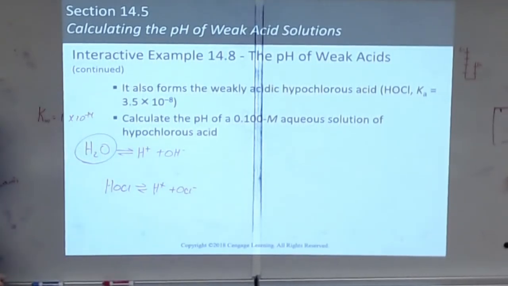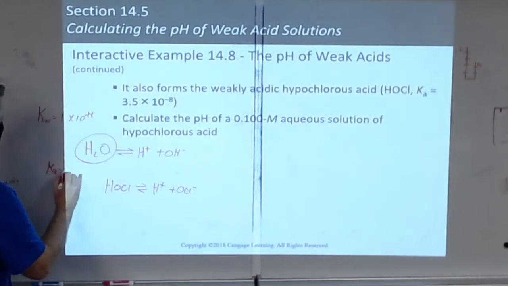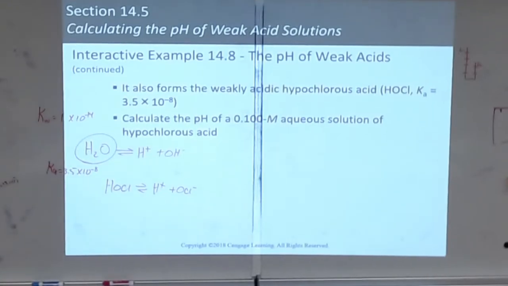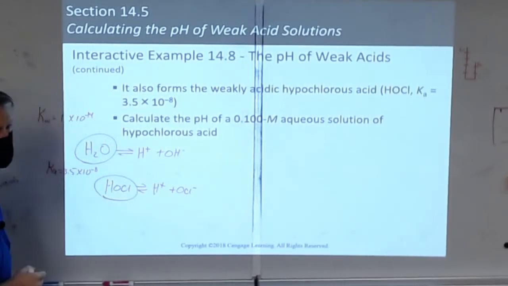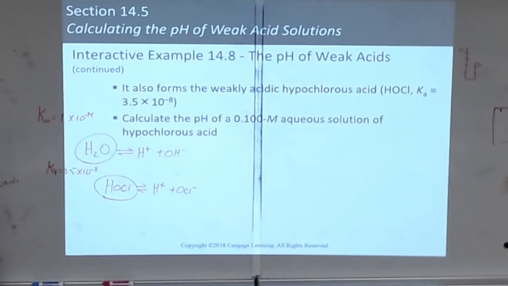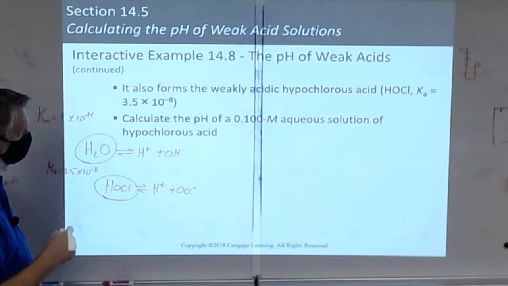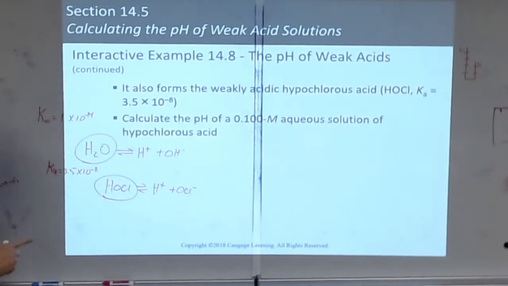All right, let's look at our hypochlorous acid. What's its Ka? 3.5 times 10 to the minus 8. And which side of the equation is that going to be on? Still favors the reactants. So my two major players in a 0.1 molar solution of hypochlorous acid are water and the hypochlorous acid itself. Make sense?